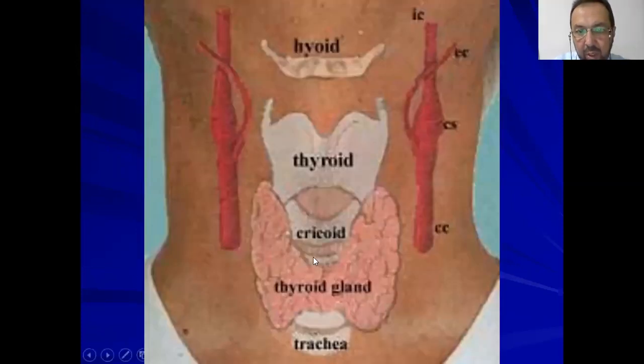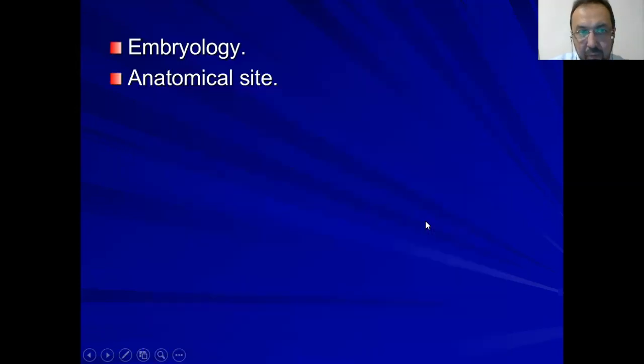We have a pyramidal lobe extending from the isthmus upwards to variable distances, which might reach up to the hyoid bone. And this pyramidal part is present in more than 50% of people. So it's not considered, as we formerly said in previous decades, a congenital anomaly. It's a constant part of the thyroid gland because it's present in more than 50%, sometimes 70%, of the population. And the gland laterally abuts the carotid sheath. So we have an idea about embryology and anatomical site.